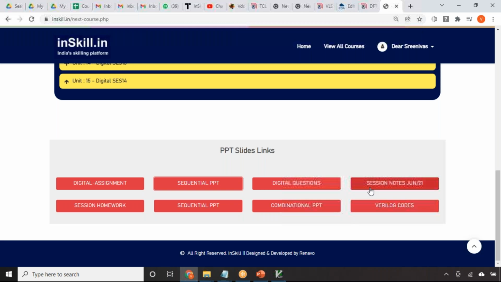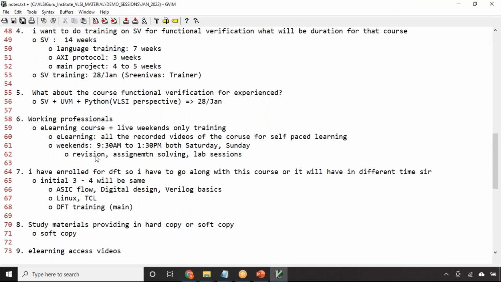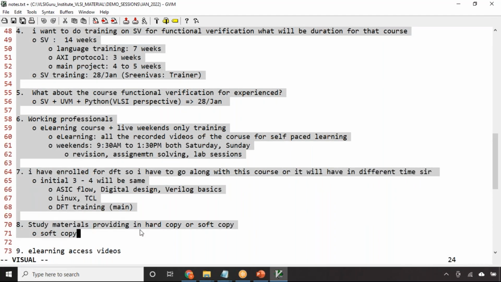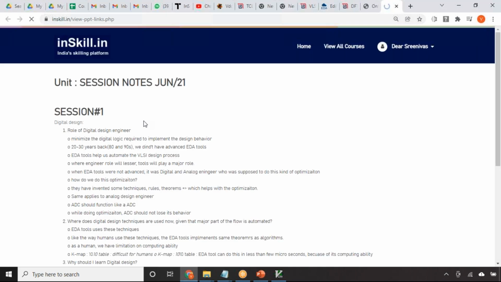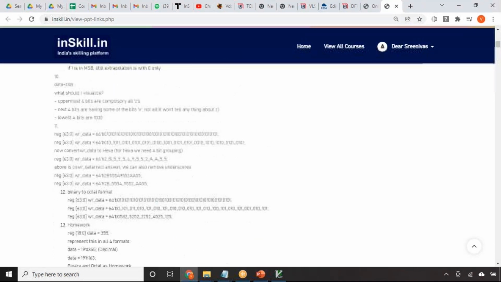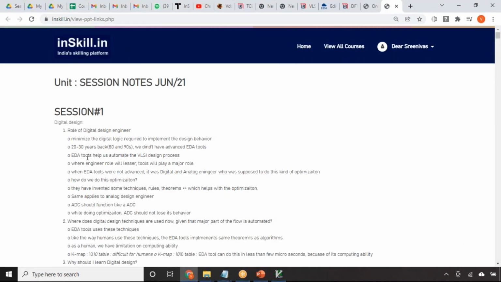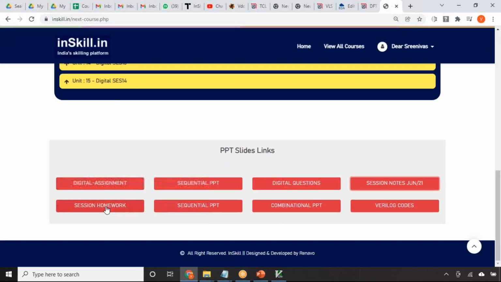Session notes will be like whatever notes I'm writing. Like that, for every session, I write notes. And not only me, many of my trainers, as per the institute process, write their notes so that students can focus only on the session. We will be providing access to those notes also. See here, you can find the notes. Whatever notes I have written during the training, you will get. And the homework, and the sequential PPT is repeating, then the combinational presentation.